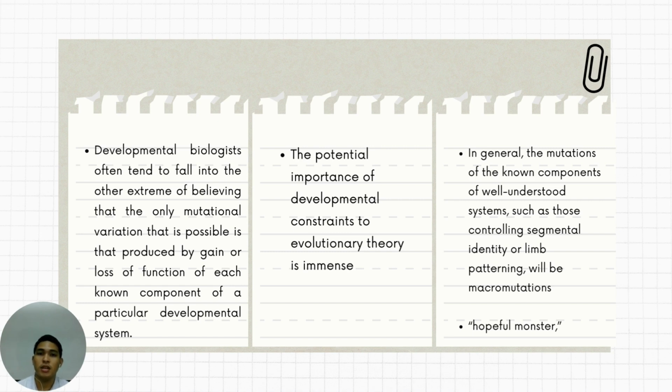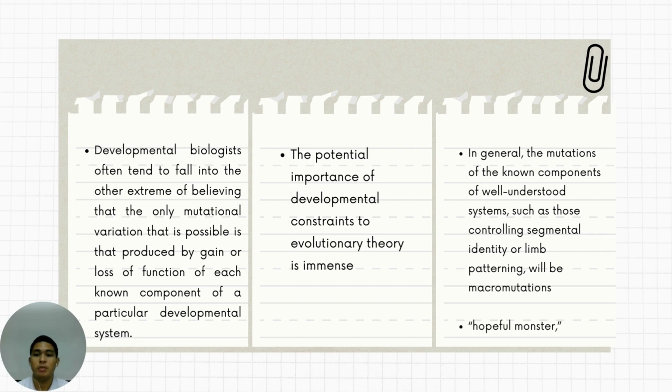The potential importance of developmental constraints to evolutionary theory is immense. For example, if constraints are very limited, then the course of evolution is determined almost entirely by adaptation to a changing environment. But if the developmental constraints are substantial, then the course of evolution is determined mostly by what is possible given the current situation. So at the present time, the true extent and role of developmental constraints remains unknown.